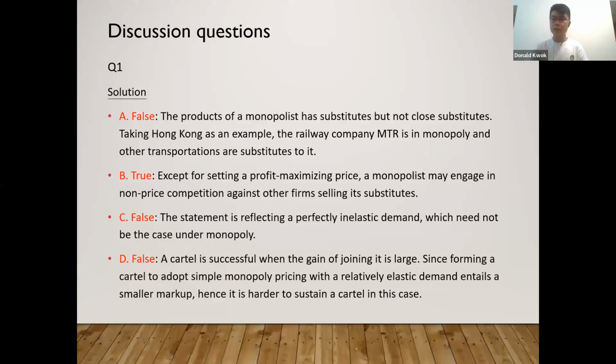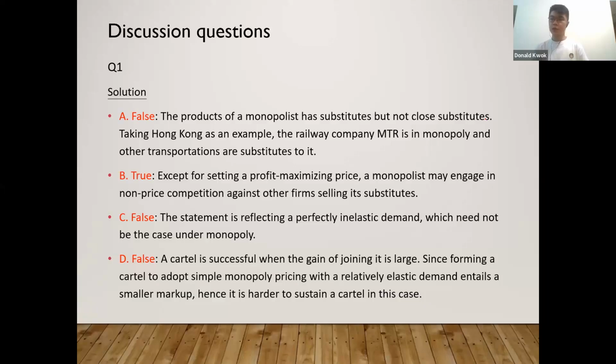And finally, for D, cartelization as a monopoly is likely to be successful if the market demand is price elastic. So what does it mean by cartelization or a cartel? So imagine there are a few firms in the market and they're sitting together saying that, oh, why don't we just form a cartel or a union to act as a monopoly in this market? So by doing so, the benefit of forming a cartel will be the markup that they can enjoy as a monopolist in this market.